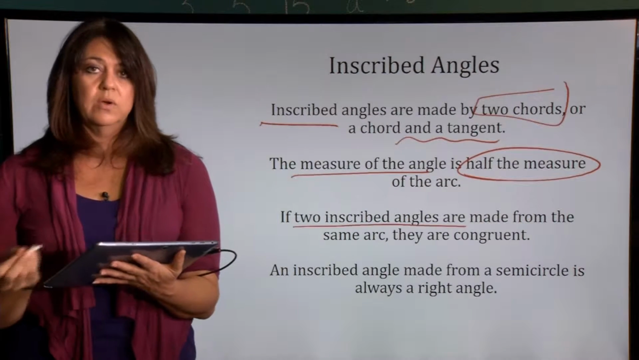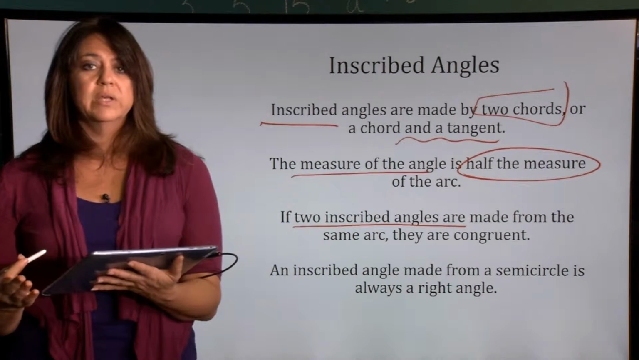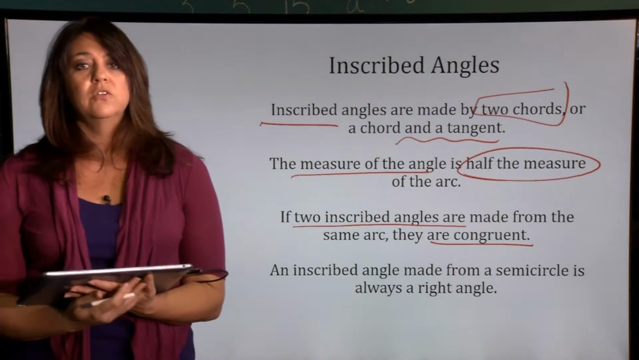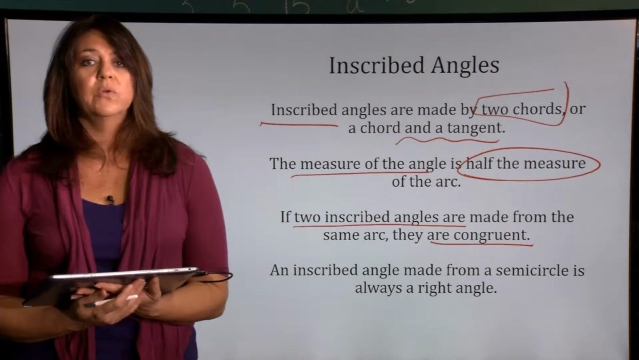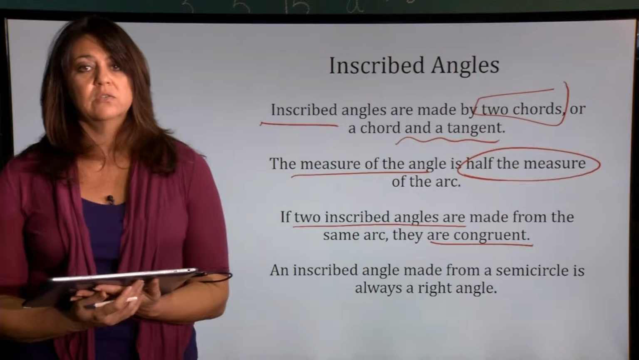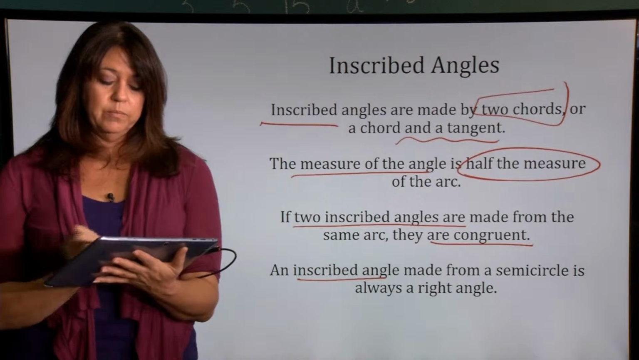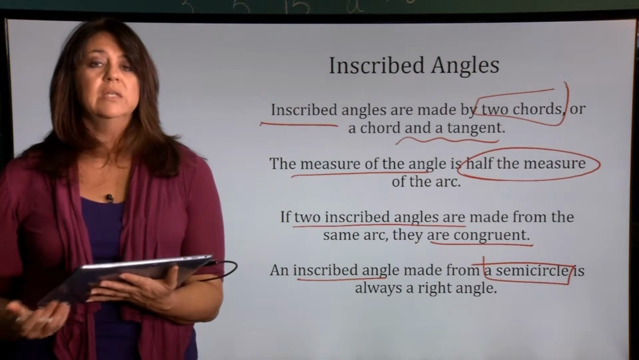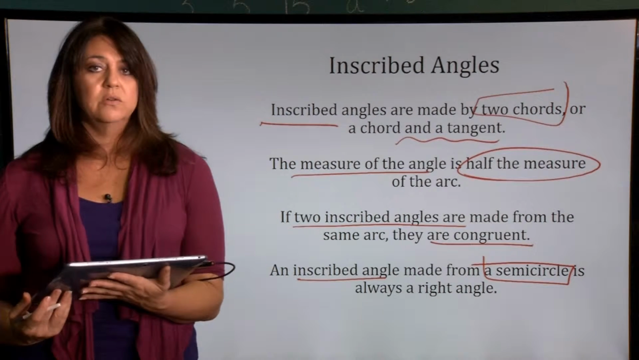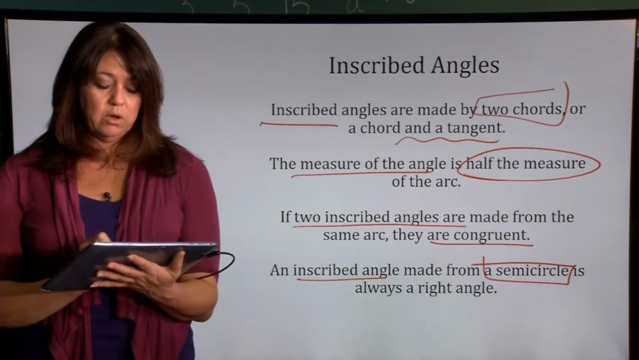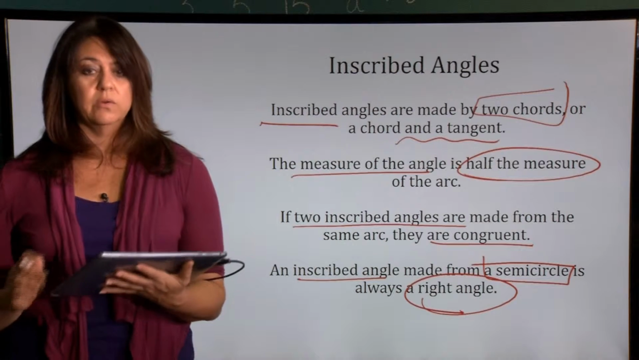If you have two inscribed angles that are in different places, but they form the same arc, then the two angles are congruent. They are both half the measure of the outside arc. If you happen to have an inscribed angle made from a semicircle, the semicircle is 180 degrees, the inscribed angle is 90 degrees, so these will always form a right angle.